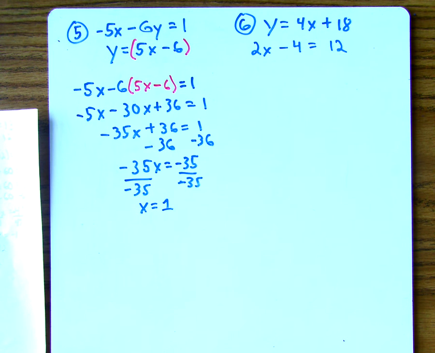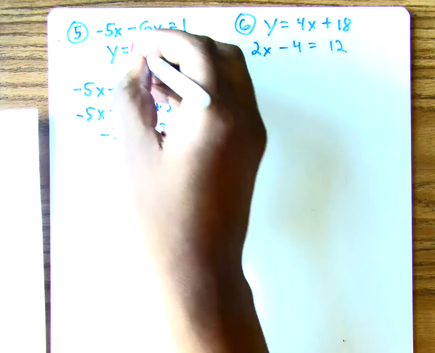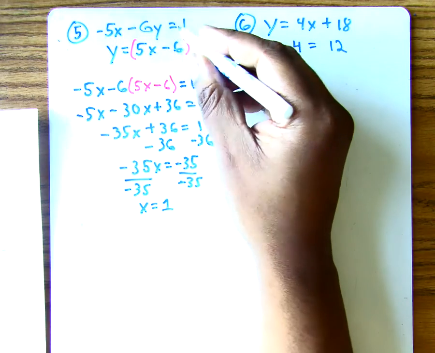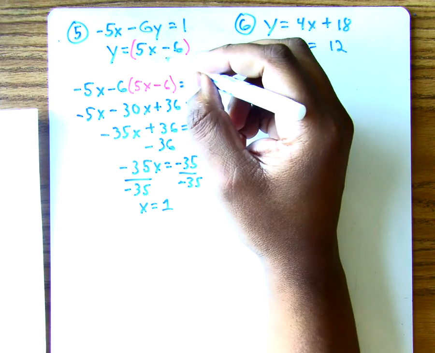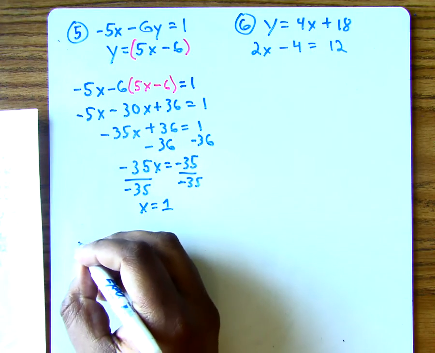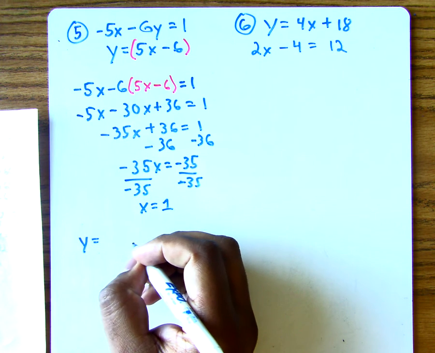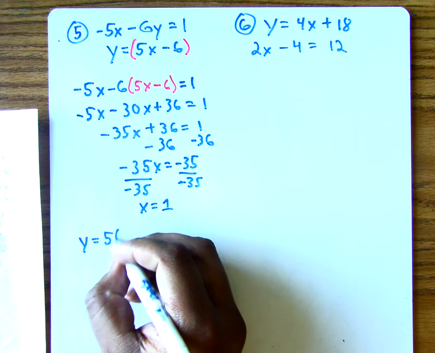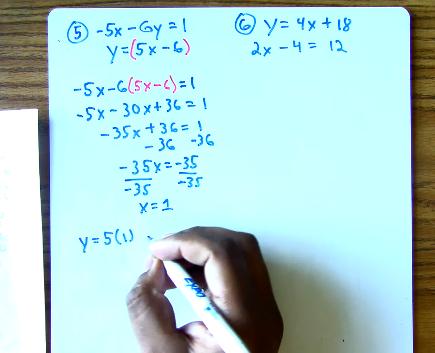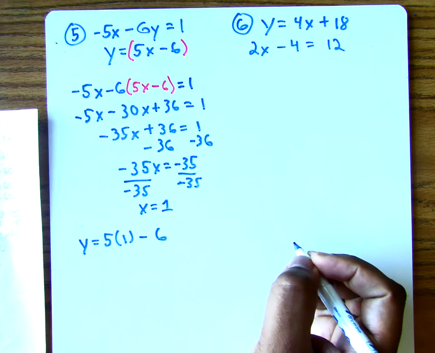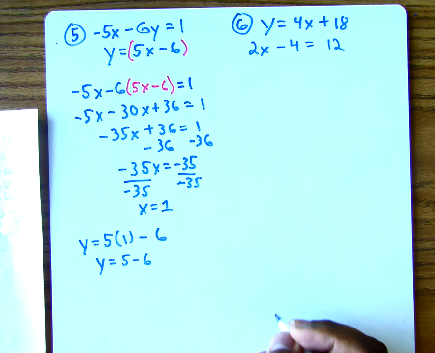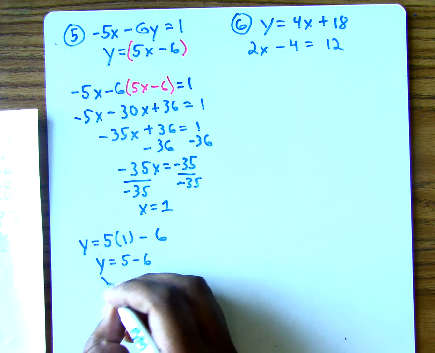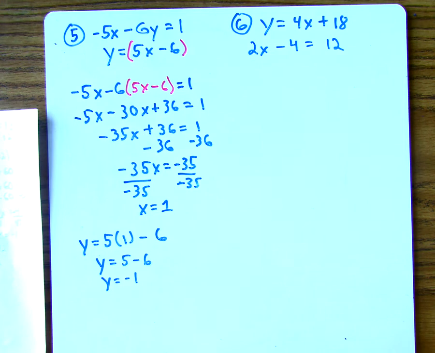Now we know what x is. We can plug it back in to find the value of y. You can plug it into either equation, but I believe the easiest one is the one that's already set equal to y. So y is equal to 5 times x, which is 1, minus 6. That gets y is equal to 5 minus 6, and y is equal to negative 1.